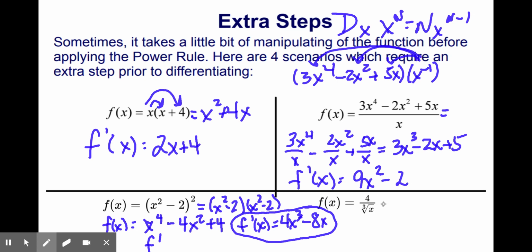And finally here, you can leave the 4 up there, but this third root of x has to come to the numerator and become x to the minus 1/3.